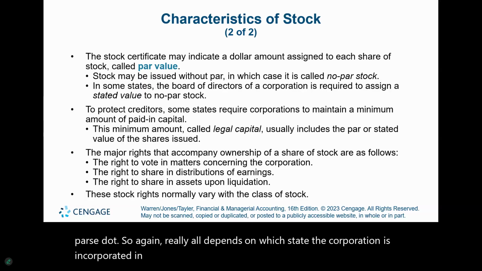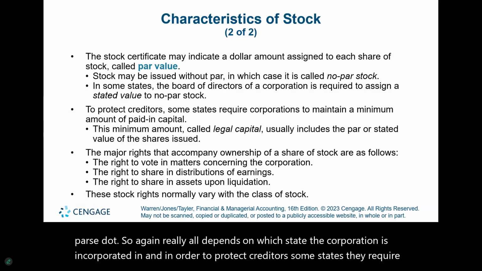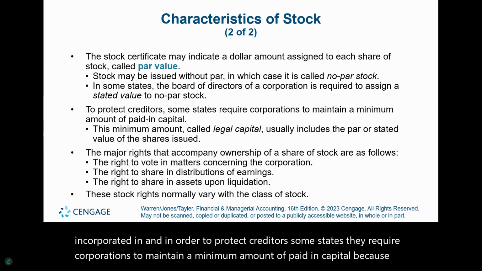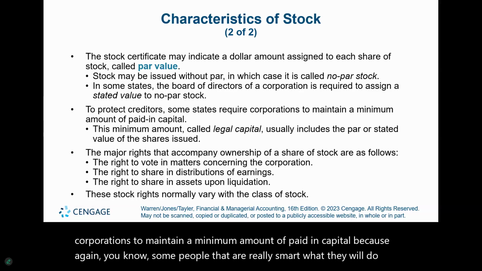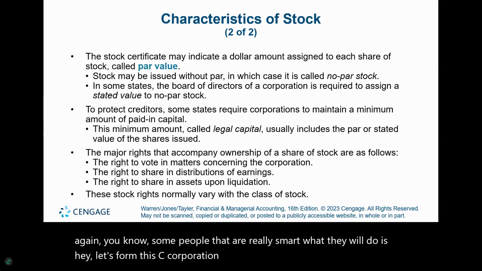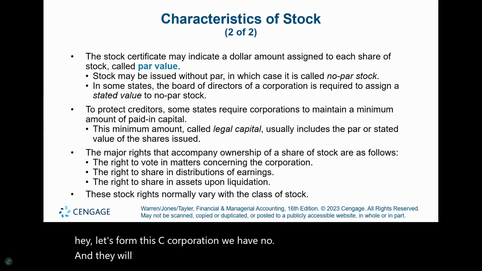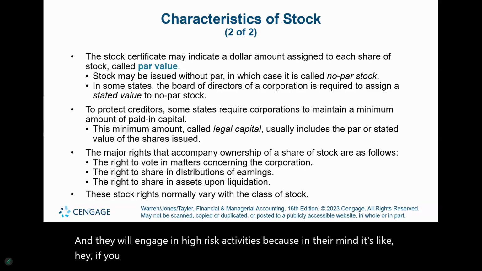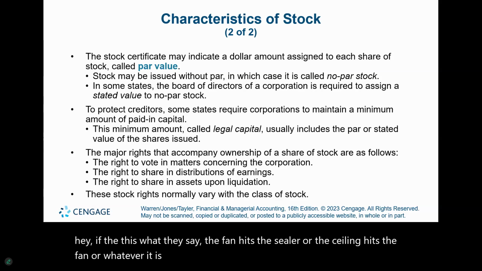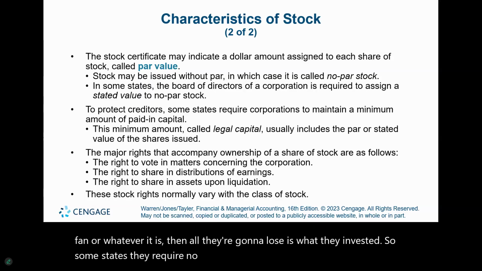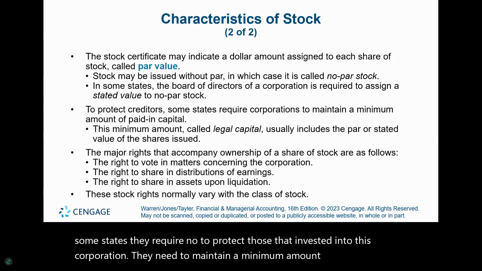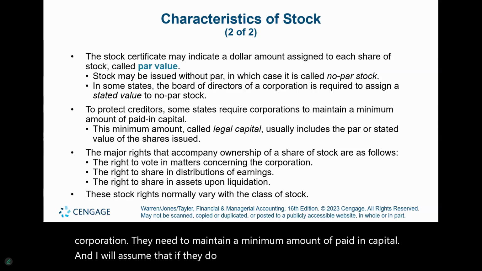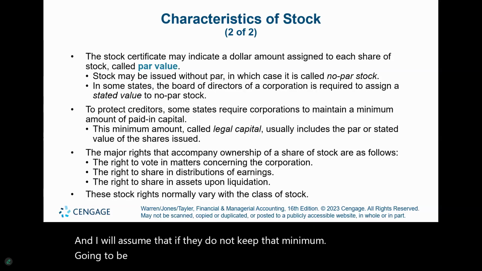And in order to protect creditors, some states require corporations to maintain a minimum amount of paid-in capital. Because some people that are really smart will say, hey, let's form this C corporation. We have no liability, and they will engage in high-risk activities because in their mind, if the fan hits the ceiling or the ceiling hits the fan or whatever it is, then all they're going to lose is what they invested. So some states require, to protect those that invested into this corporation, that they maintain a minimum amount of paid-in capital. And I will assume that if they do not keep that minimum balance, there's going to be some penalty. Maybe they lose their C corporation status, right?